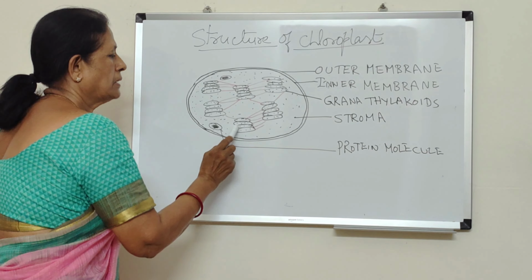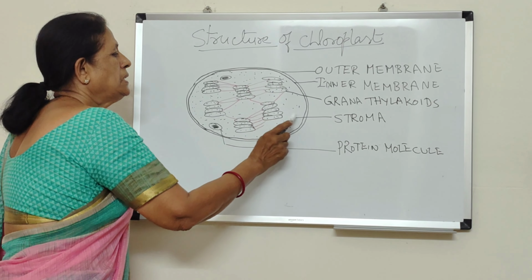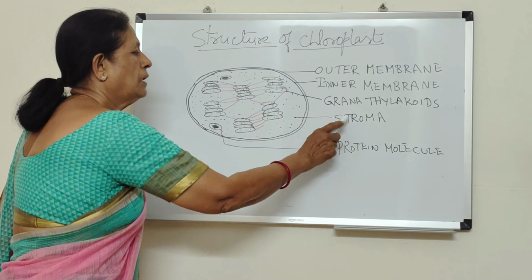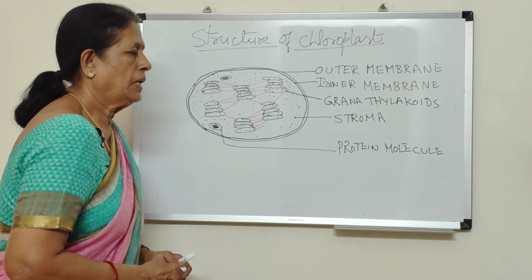with thread-like structures. Next, these granathylakoids are present in a colorless substance, which is called stroma. It has no definite color. Protein molecules are also there. This is an organelle which is present in the green parts of the plant, in the palisade tissue.